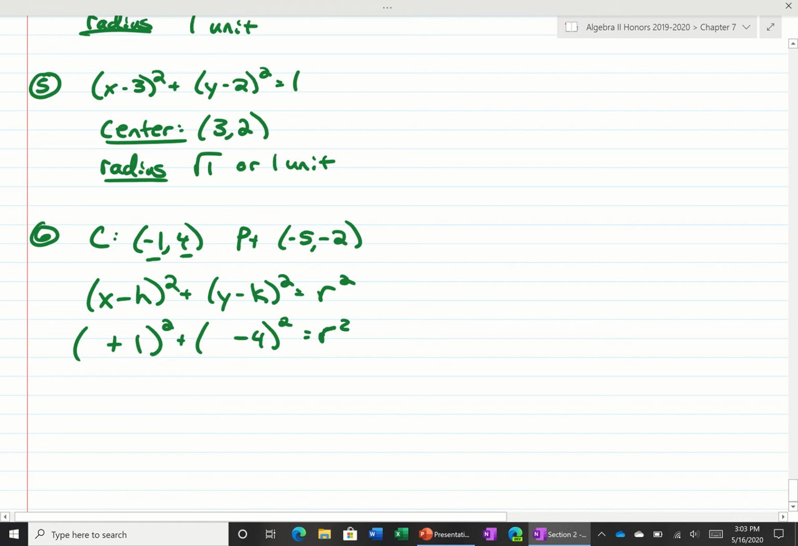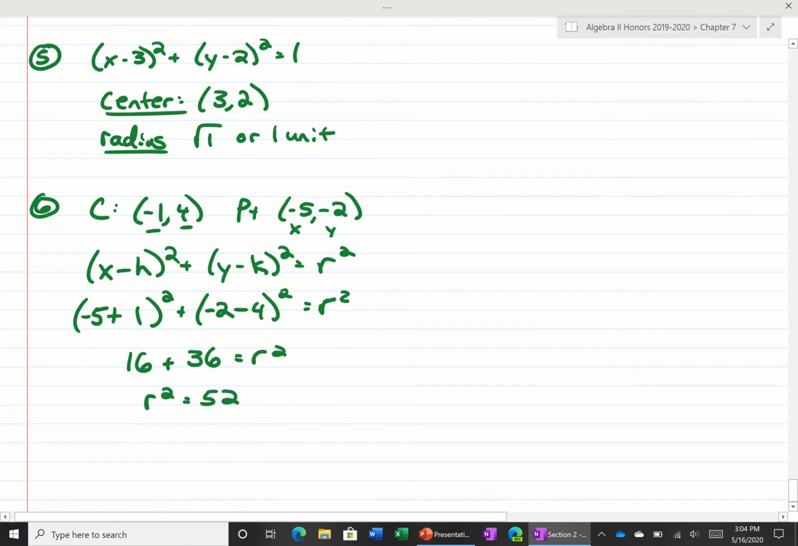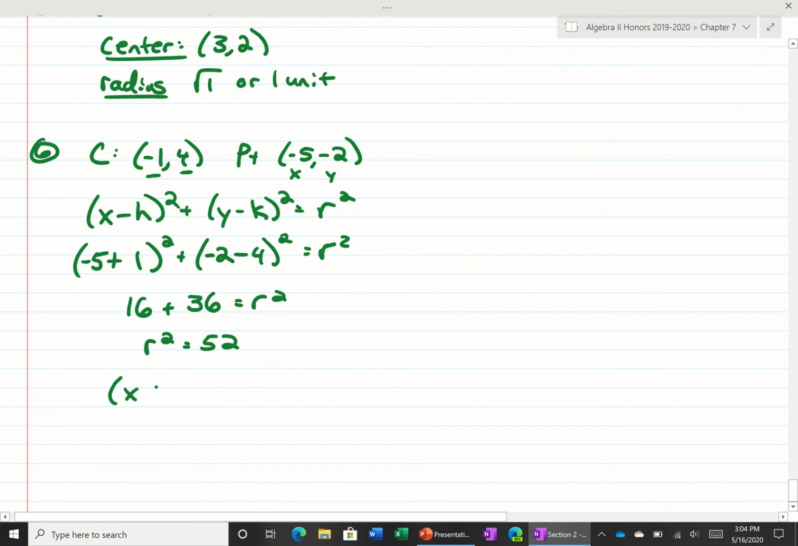And if you have a point on the edge of a circle, well, all the points on a circle are equidistant from the center, and that point on the circle would be (-5, -2). So this would be 4 squared, which is 16. 6 squared is 36. And if we're asked to come up with an equation of a circle, it looks like it would just be (x plus 1) squared plus (y minus 4) squared is equal to the radius squared.